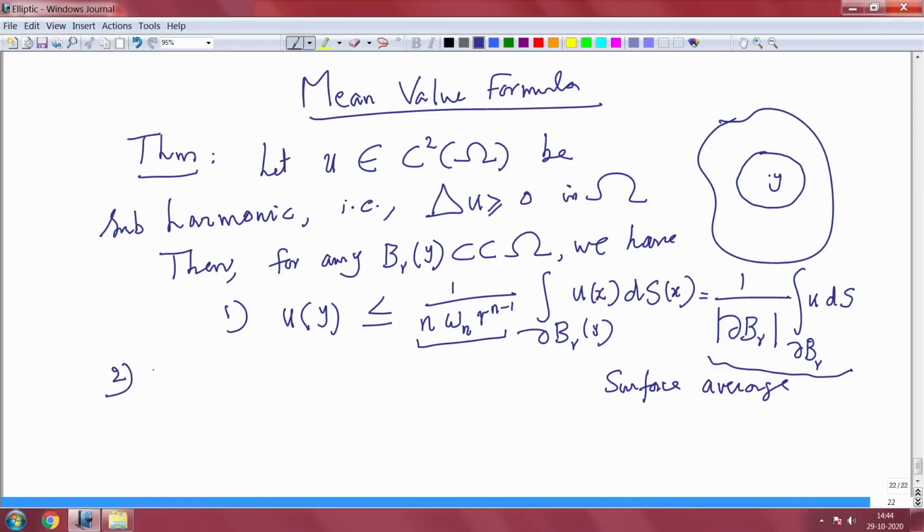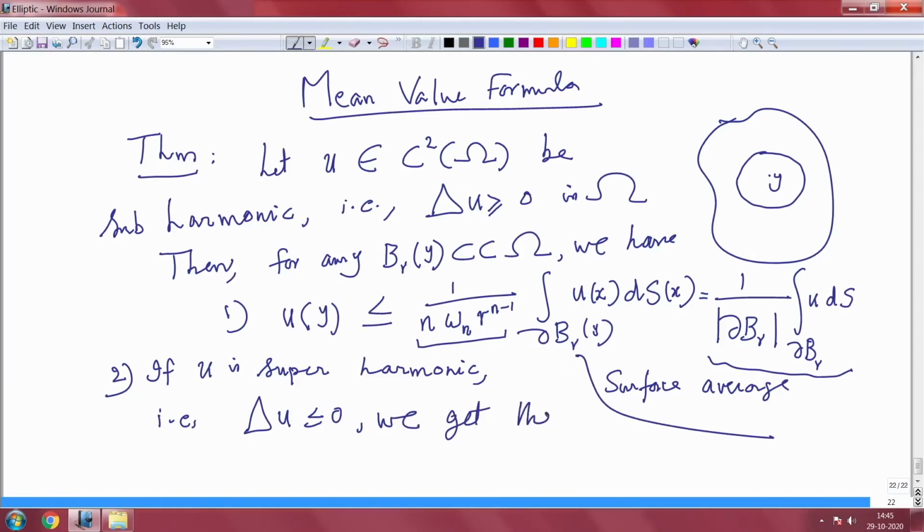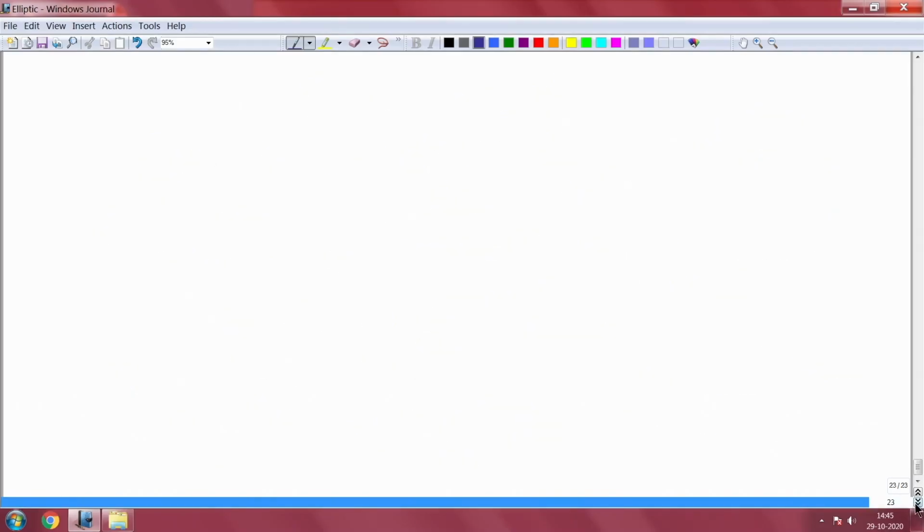2, if u is superharmonic, that is equivalent to saying that minus u is subharmonic. So, you get the reverse inequality. Superharmonic, that is Laplacian of u less than or equal to 0, we get the reverse inequality. And the third one is, if u is harmonic, that is, Laplacian of u equal to 0, it is both subharmonic and superharmonic, then you have the equality.